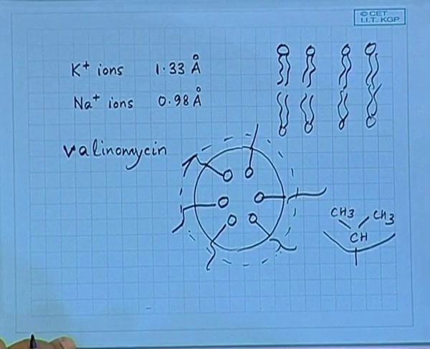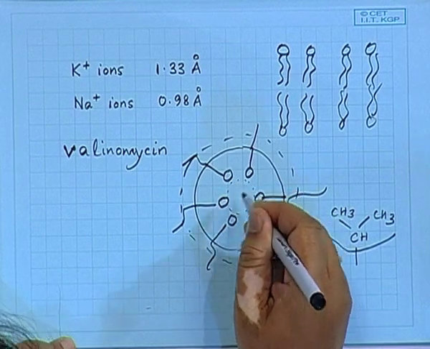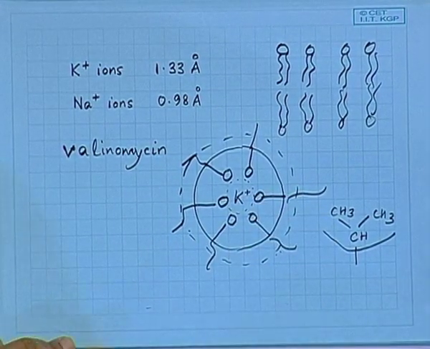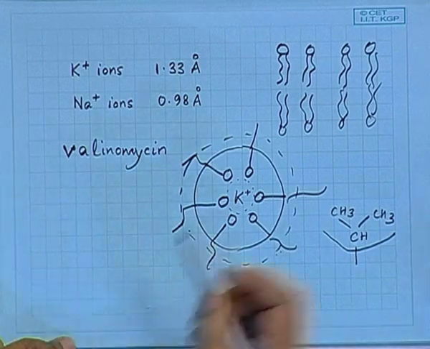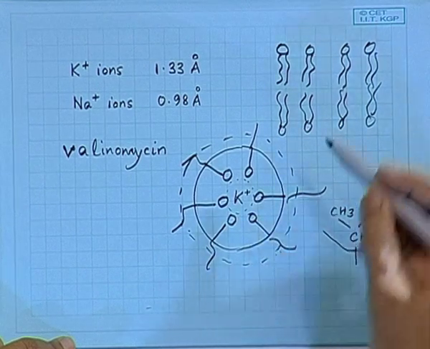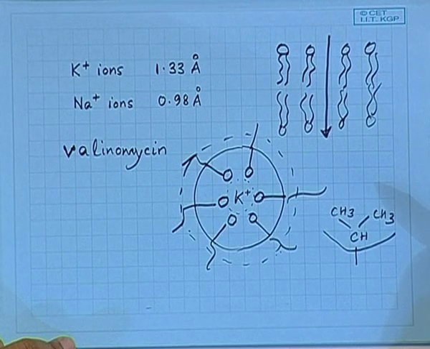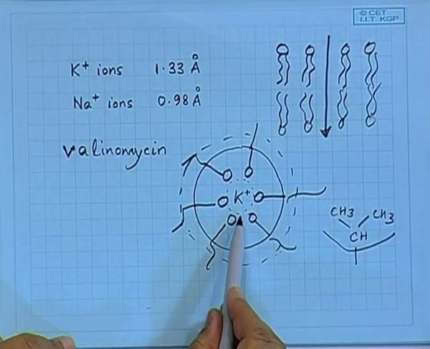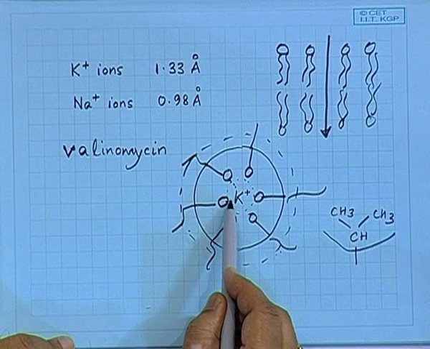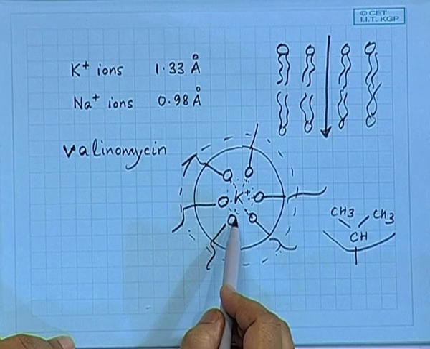Okay? Now, these 6 oxygen atoms are spaced in such a way that this fits the potassium ion exactly. And because of this hydrophobic surface that you have, it can pass through the membrane very easily, right? So, the size is such that the interaction between the oxygen and the potassium charges, the ionic interaction, is unique.